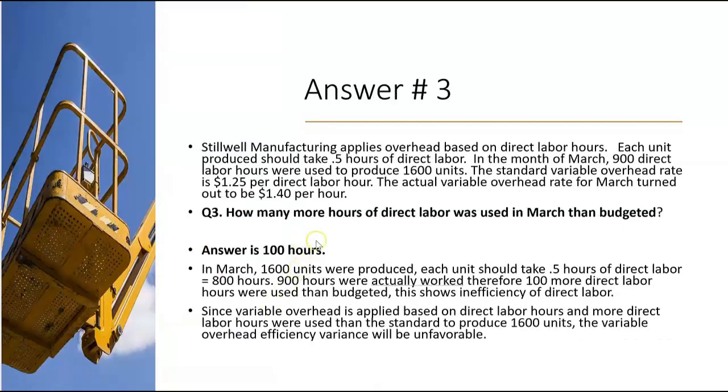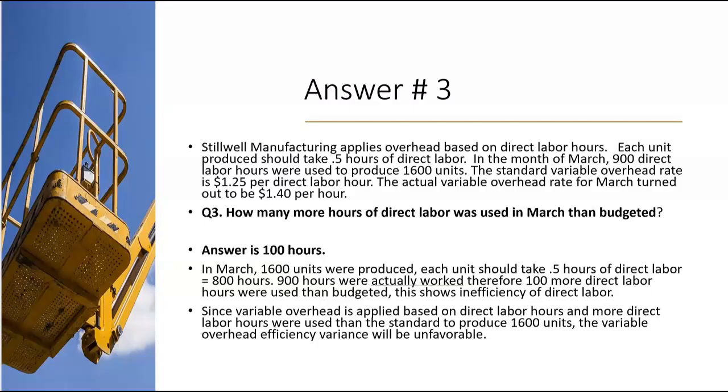So the answer to question 3, how many more hours of direct labor was used in March than budgeted? 100 hours more were used. And that's a sign of inefficiency, because to make 1,600 units should only have taken 800 hours, because it tells us each unit produced should take half an hour of direct labor. So if we use 900 hours where we only budgeted to use 800, we used 100 hours more than we should have, and that's a sign of inefficiency. So when we get to the variable overhead efficiency variance, we know it's going to be unfavorable.